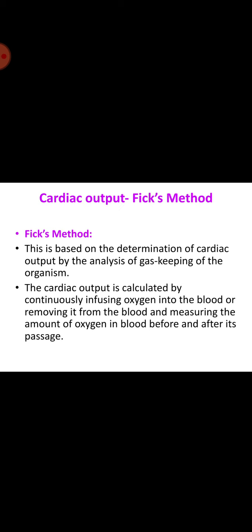In the Fick method, the cardiac output is determined by analysis of the gas exchange of the organism. Cardiac output is measured by continuously infusing oxygen in and out of the blood, and also measuring the amount of oxygen before and after its passage. Let I be the amount of infused or removed oxygen per unit time. I is equal to the difference between the amount in blood arriving at and departing from it. And I is given by CAO2 minus CVO2. CAO2 is the concentration in aorta and CVO2 is the concentration in veins.